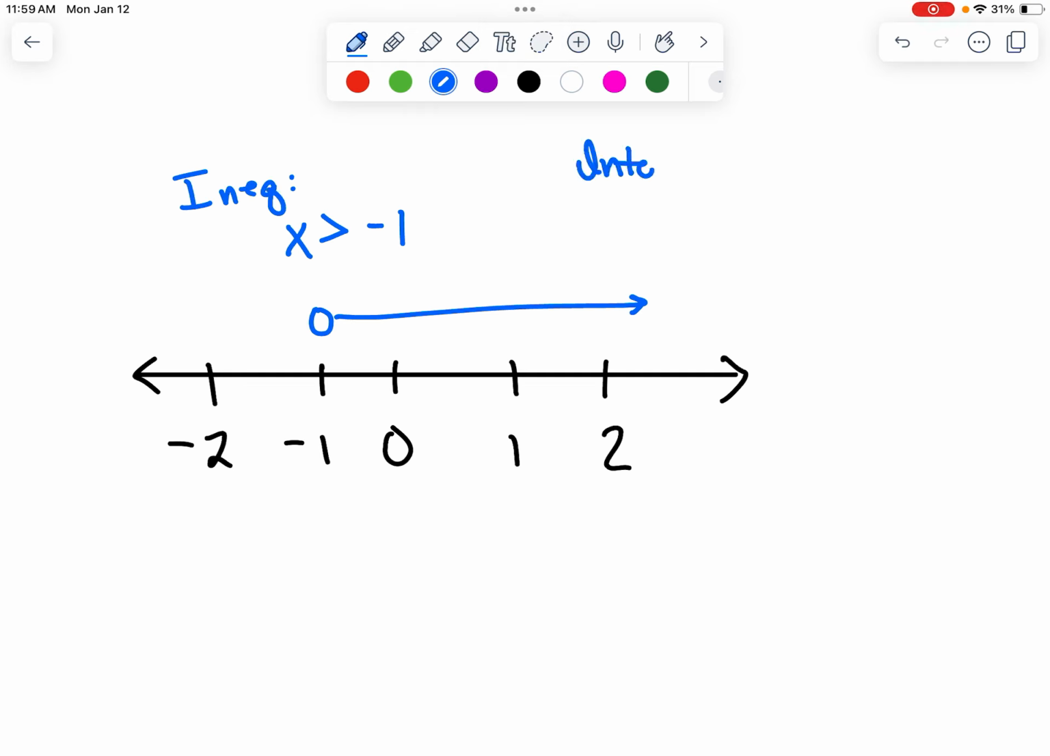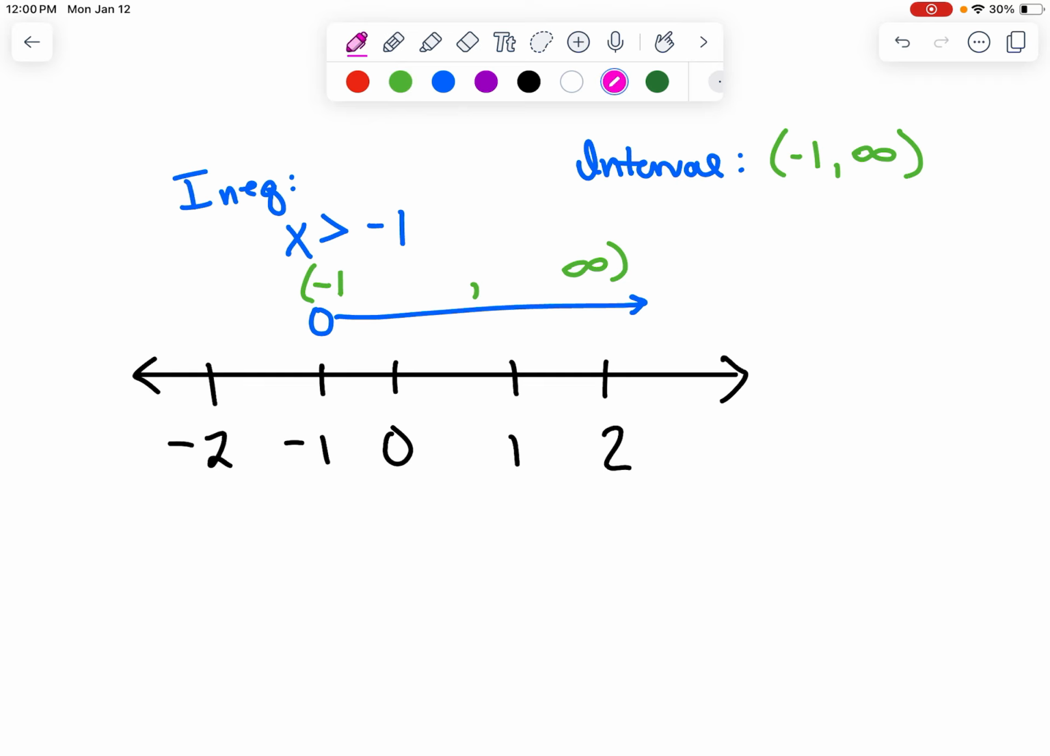In interval notation, you would kind of describe what your line's doing from the left to the right. So you're saying my line starts at -1, but it doesn't touch. And then it goes on forever to positive infinity. So we're going to say starting at -1, going to positive infinity. But because you can't touch -1, it's open. You can't touch positive infinity because you can never reach the end.